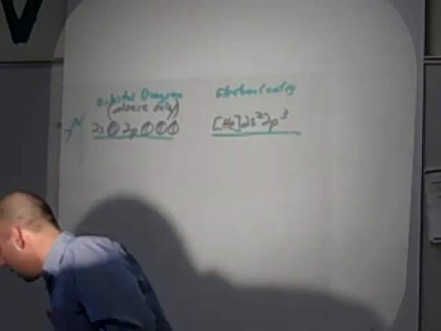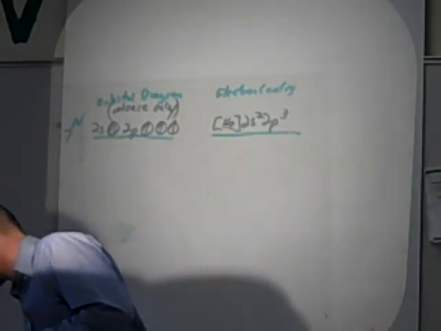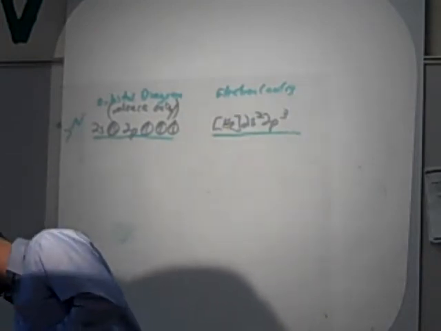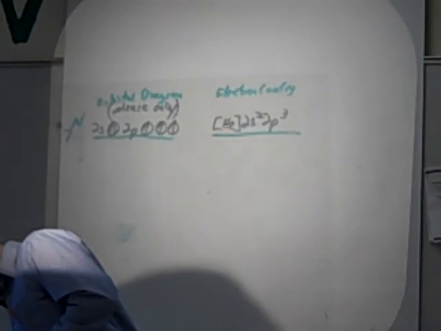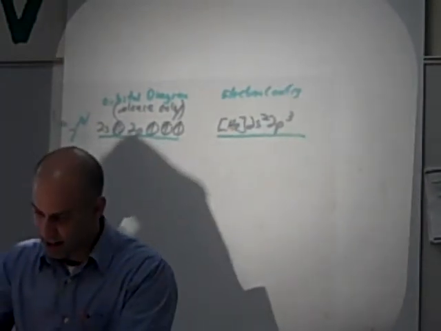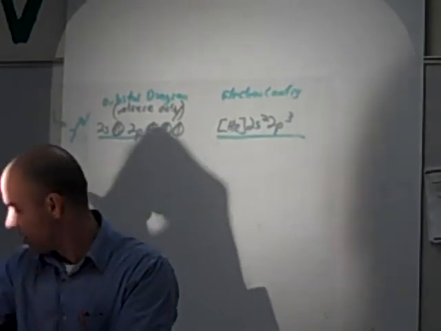Okay, let's try a different one. How about woo? Let's try. Oh, that's a good one. That's a good one. How about S? Now it gets a little tricky.